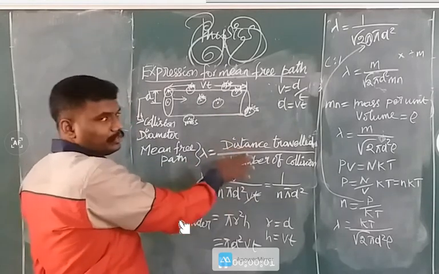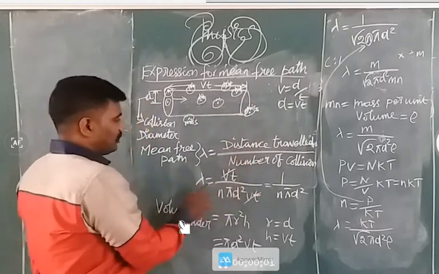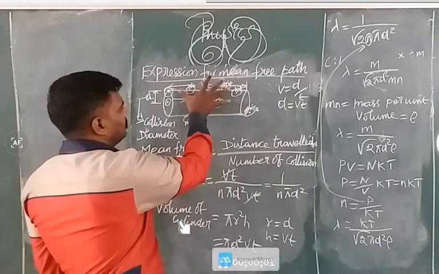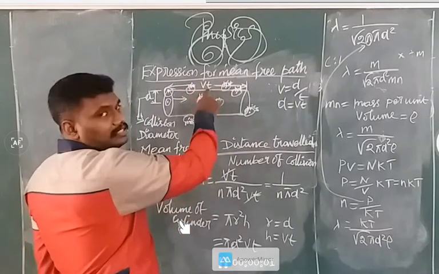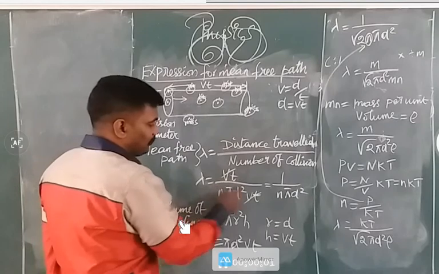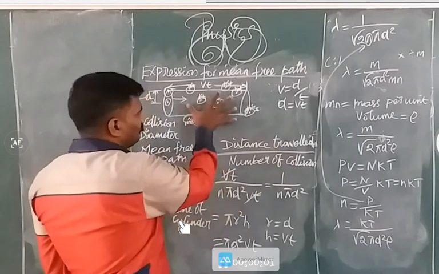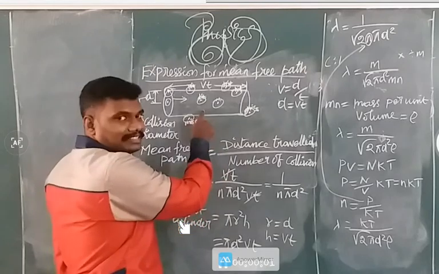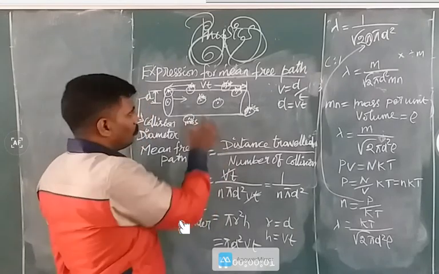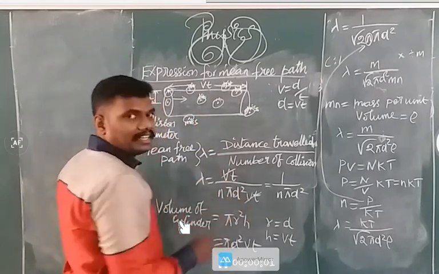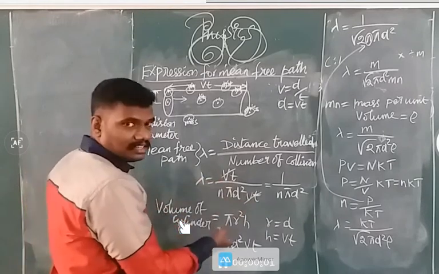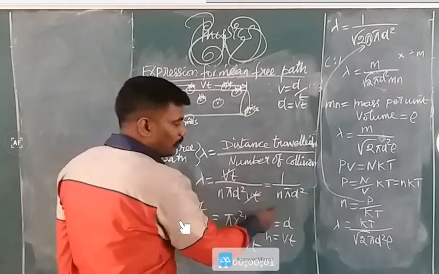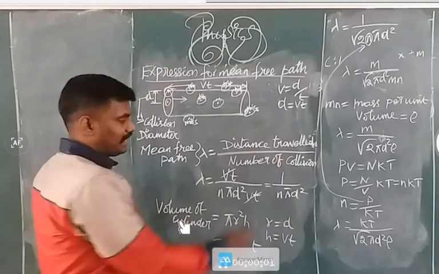So according to this, lambda is equal to the distance traveled, dt, divided by the number of collisions in this volume of the cylinder, which is n, the number of molecules present in the cylinder. The volume of the cylinder is pi d square into dt. dt cancels. So the remaining term is lambda is equal to 1 by n pi d square.